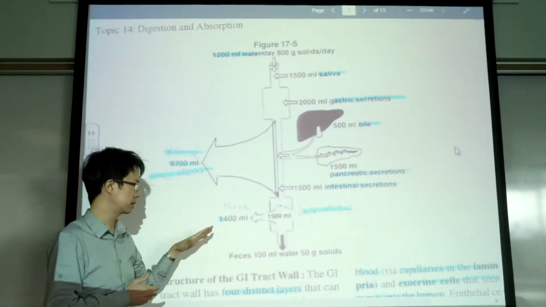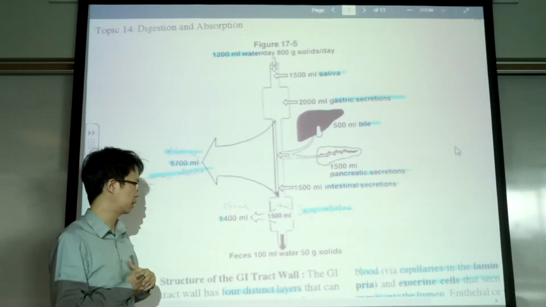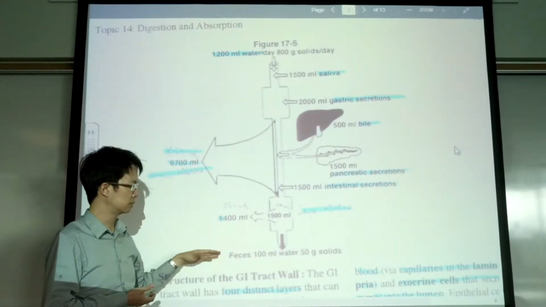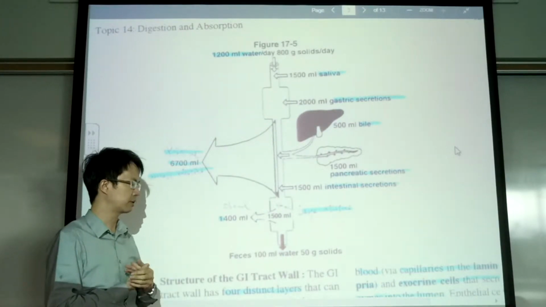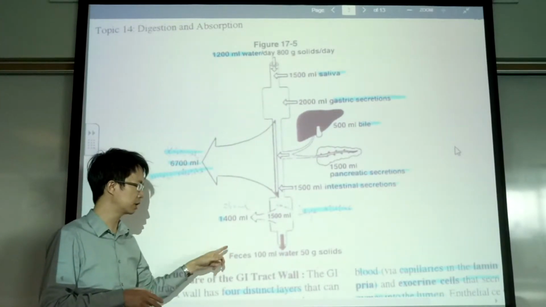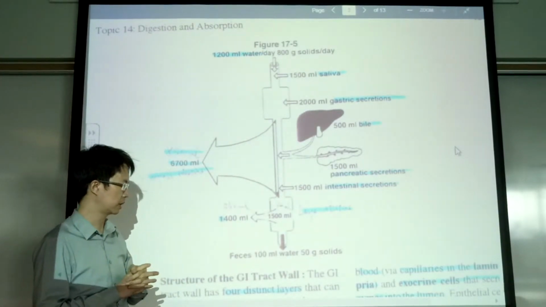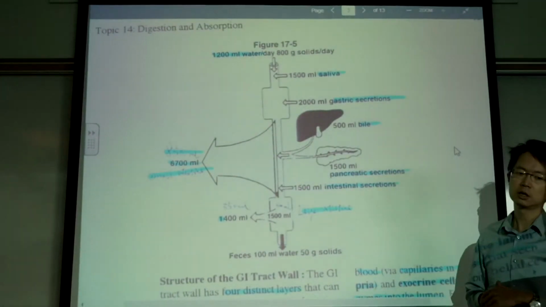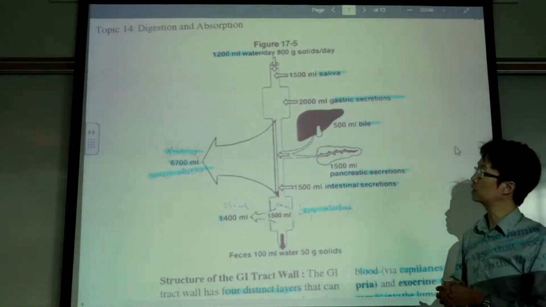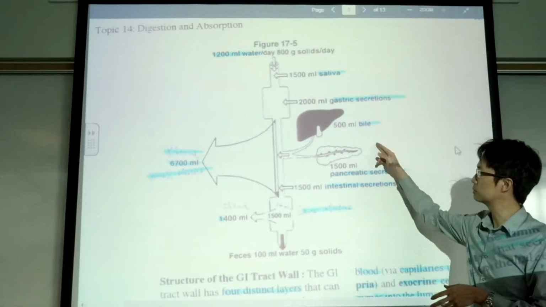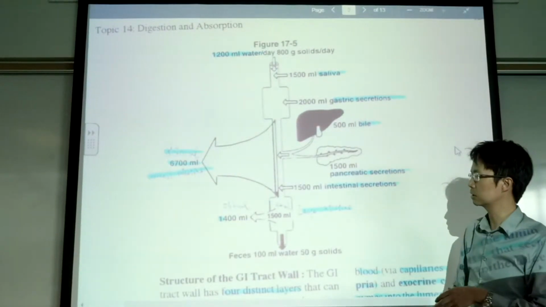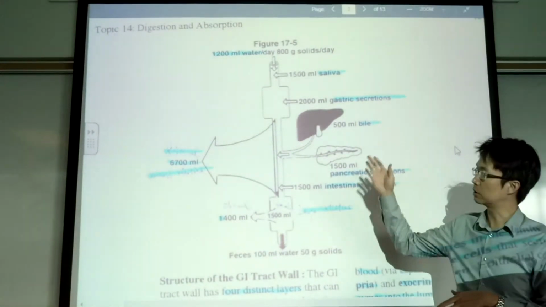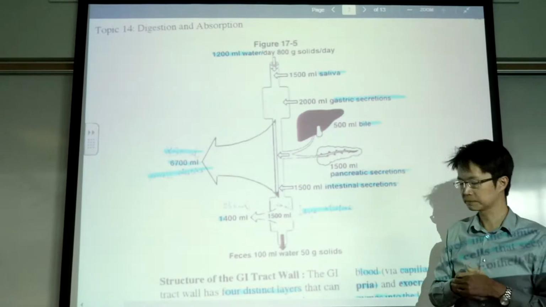And then in large intestine, we will absorb 1.4 liter. The rest of it, 100 ml of water and 50 grams of solid, will be expelled. Water as urine, and then solid food will become the feces. You don't need to memorize all the numbers. It just gives you a brief idea what we secrete into the GI tract: saliva, gastric secretion, bile, pancreatic secretion, intestinal secretion. All these are coming out from our body, and we absorb the majority of them back to the body.